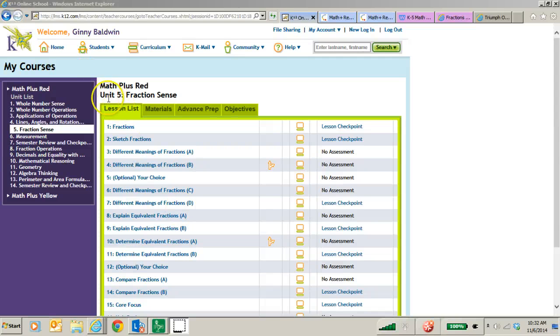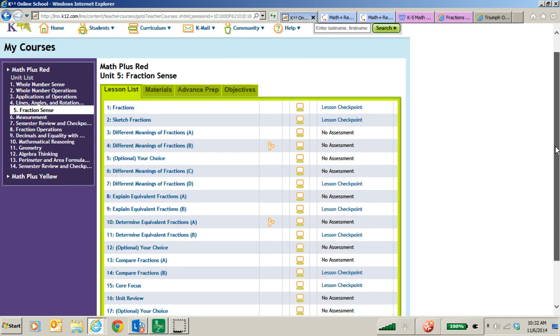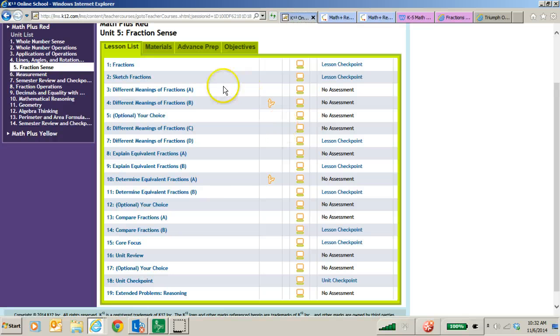This recording is going to review Unit 5 on fraction sense in the Math Plus Red program. This is a very, very important unit, and as you can see, it's a rather long unit. It has 19 days or almost 4 weeks of instruction. And there's also a couple or three actual optional choice days built into this unit.